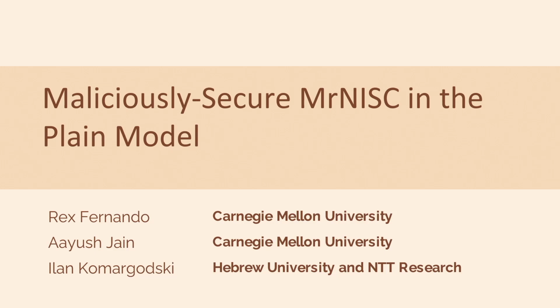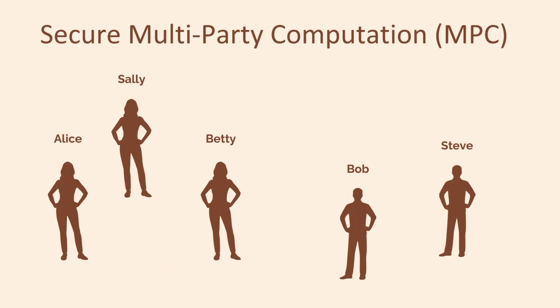So in this talk, we're going to be focusing on a primitive called MrNISC, and this primitive generalizes two-round MPC, and I'll be talking about how to achieve malicious security for this primitive in the plain model. This is joint work with Ayush Jain and Eilan Komardowski.